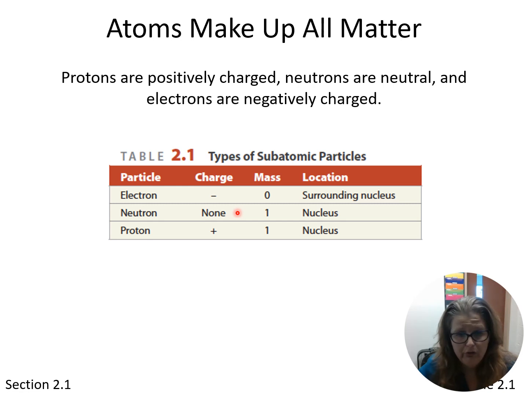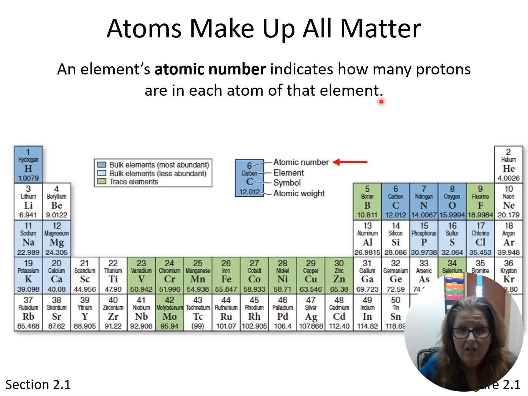Neutrons are neutral, there's no charge on them, and protons are positive. When the number of protons equals the number of electrons, then the charges cancel each other out. If you have more electrons than protons, then the overall charge of the atom is negative. And if you start missing electrons, protons aren't going to go anywhere, so if you have more protons than electrons, then it's positive. We'll get into that a little bit more.